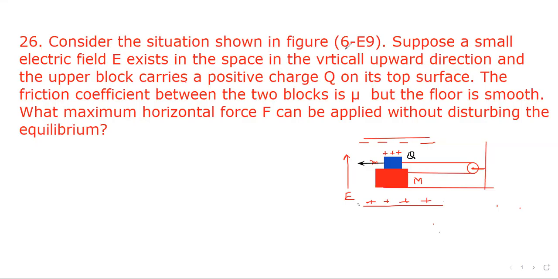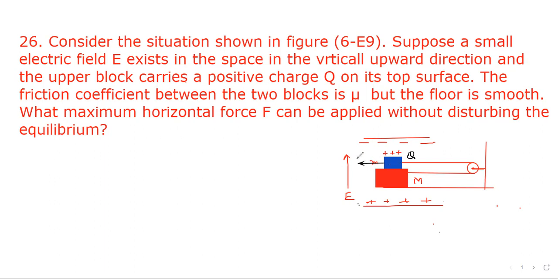Consider the situation shown in figure. Suppose a small electric field E exists in the space in the vertical upward direction and the upper block carries a positive charge Q on its top. The frictional coefficient between the two blocks is mu, but the floor is smooth. What horizontal force F can be applied without disturbing the equilibrium?